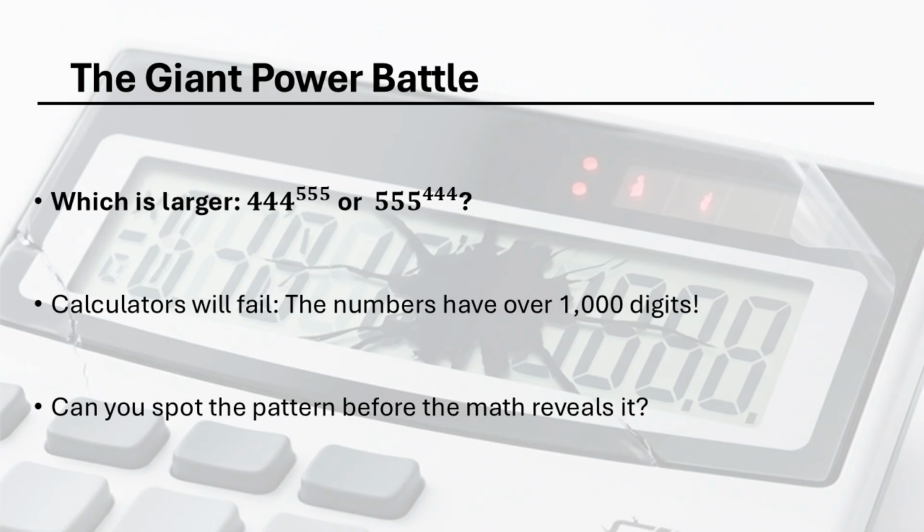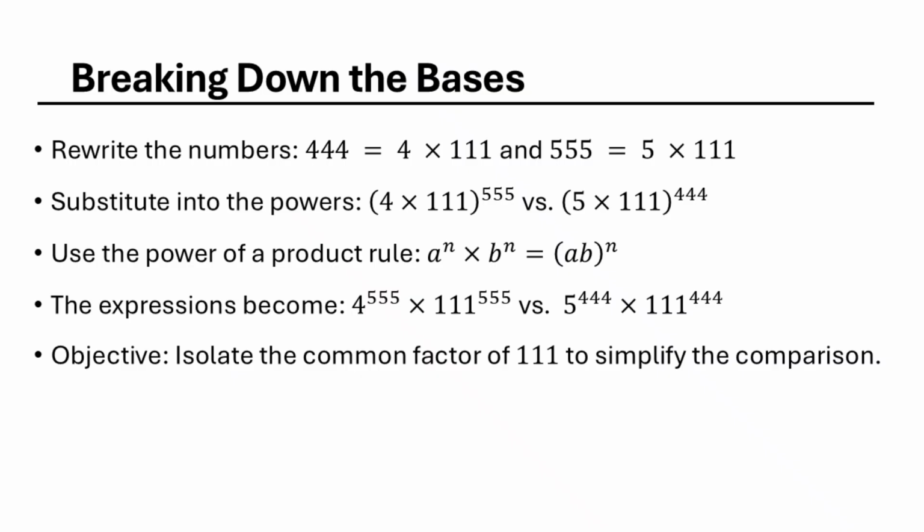If you try to plug this into a standard calculator, you will likely get an error message. These numbers are gargantuan. To give you some perspective, 444 to the power of 555 has over 1,400 digits. It is a number so large it dwarfs the number of atoms in the observable universe. But as mathematicians, we do not need to see every digit to understand the relationship between these two giants. We only need to find a common ground to compare them. Let us begin our journey by breaking down the bases.